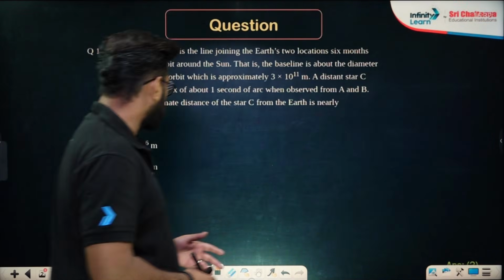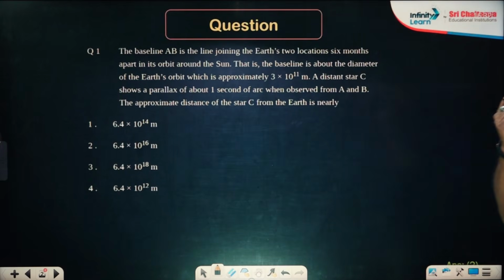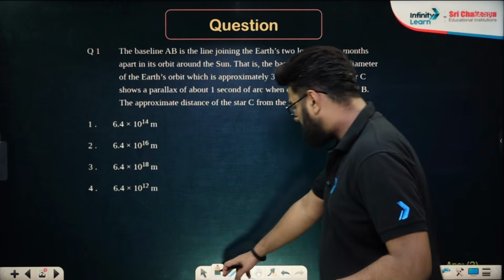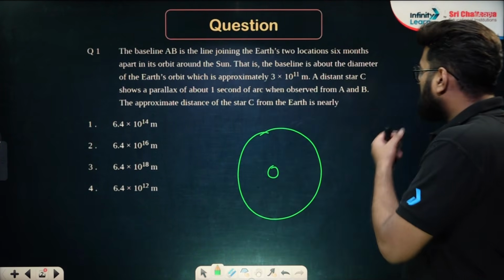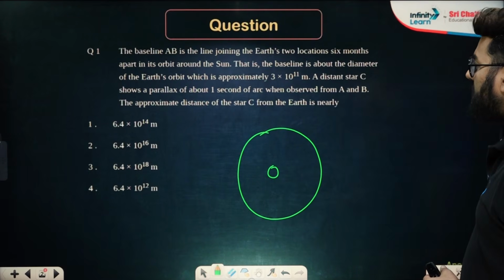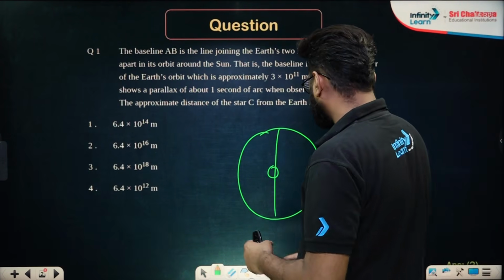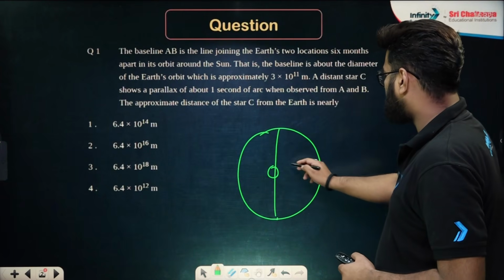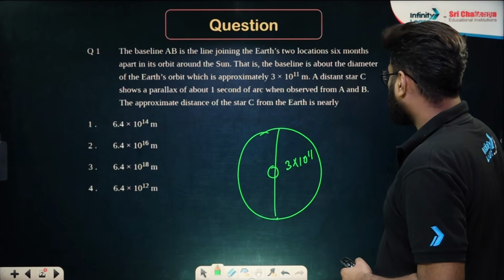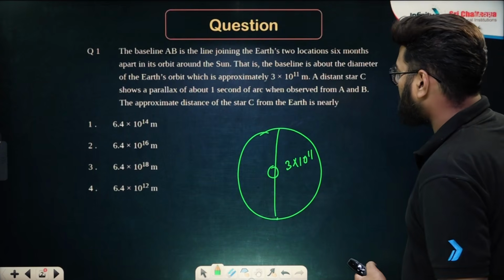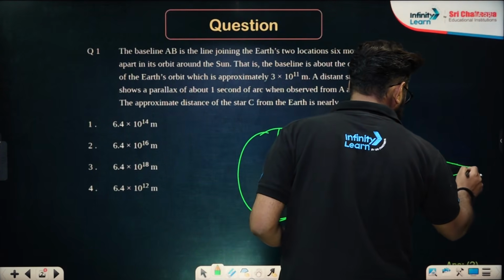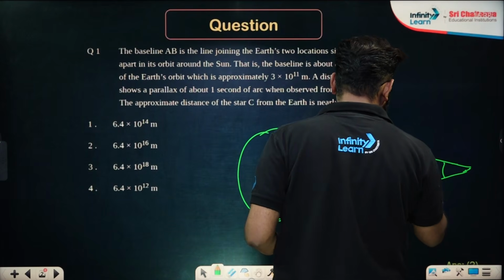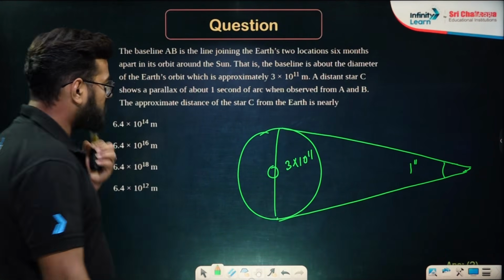For the first question, the baseline AB is the line joining Earth's two locations 6 months apart in its orbit around the Sun. So let's say this is the Sun, and this is the orbit. That is the baseline, about the diameter of Earth's orbit, which is approximately 3 × 10^11. A distant star C shows a parallax of about 1 arc second. So there is this distant star over here, and this angle is 1 arc second. The approximate distance of the star from Earth nearly is.